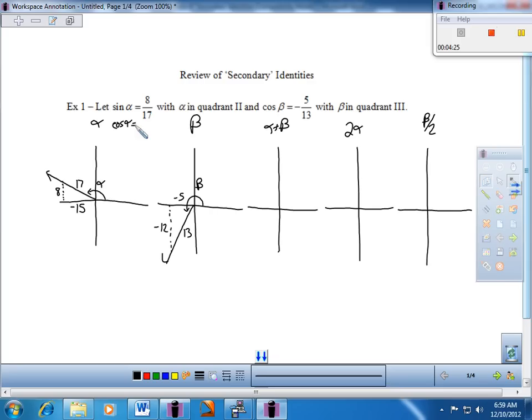So I don't know if you want to write that there. It might not be a bad idea, which would be -15/17. And then same thing just over here. Well, not ideal by any means, but I'll just kind of put it in.